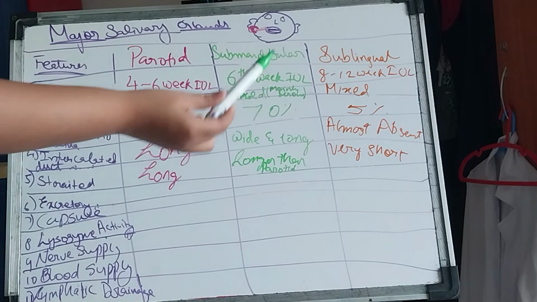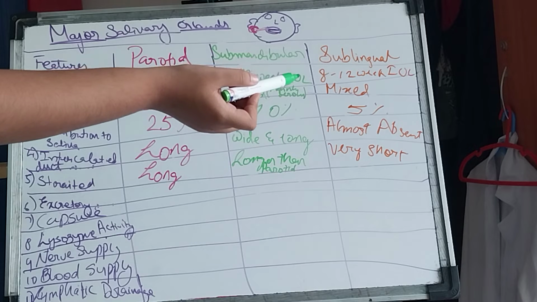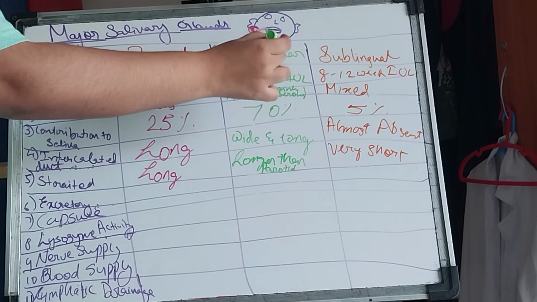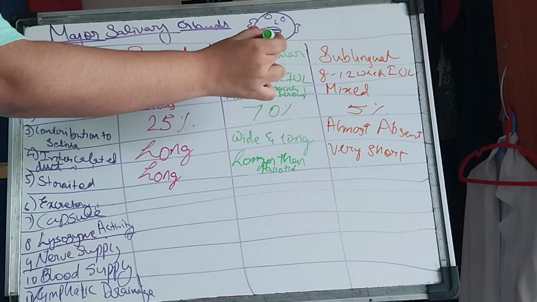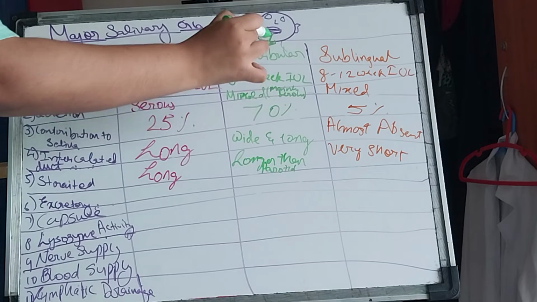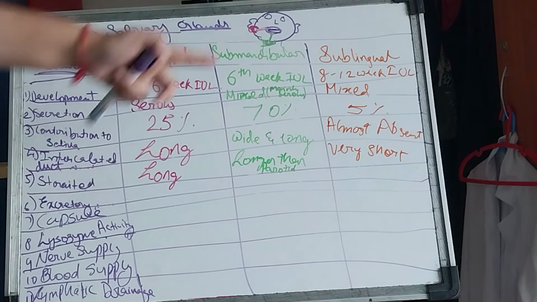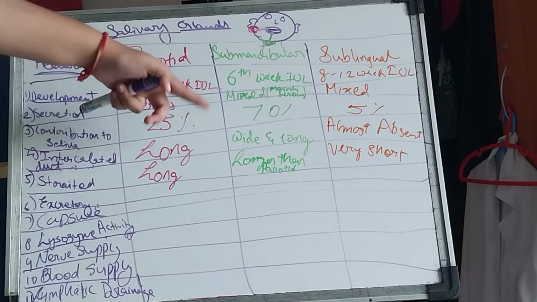And the submandibular gland is present behind the free border of the mylohyoid. If this is the neck, then it is in the submandibular triangle, the digastric triangle over here. So this also has a long pathway. That is why it has to travel so much. That's why the ducts are long.